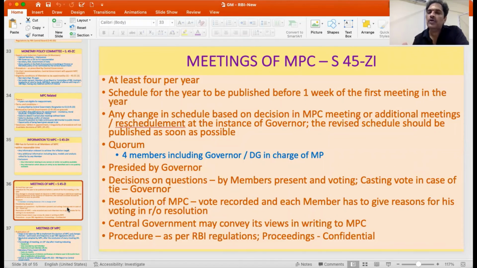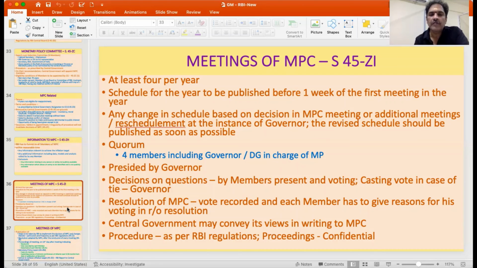Then how does central government communicate? Central government may communicate its views in writing. In fact, there was an issue where the central government called the Monetary Policy Committee meeting and the RBI members separately in 2 meetings. Then Urjit Patel and others, and even the Monetary Policy Committee members who are appointed by central government, said that this is not an appropriate mechanism. We are independent. The only mechanism through which the government can communicate its views is by writing to the Monetary Policy Committee. That's all. They cannot call them for a meeting and influence them.